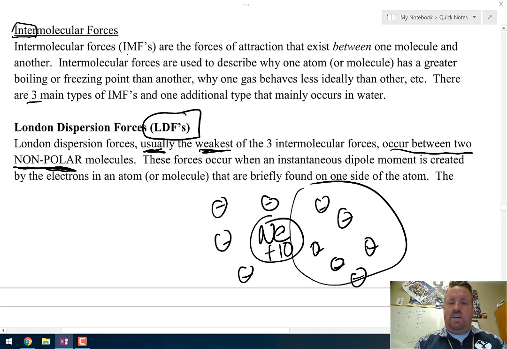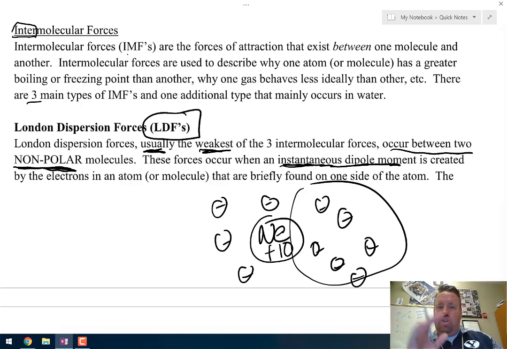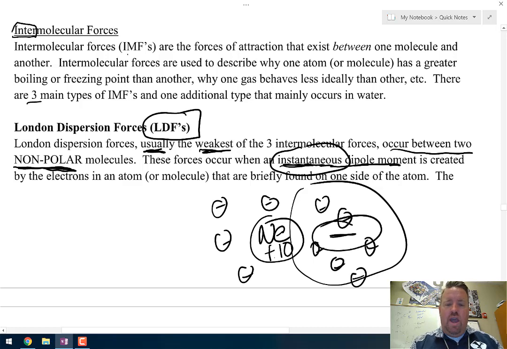And so what that does is it creates what we call an instantaneous dipole moment. So even with nonpolar compounds, if just by chance more of the electrons happen to be on one side of the atom than on the other at any given time, then you've created this instantaneous dipole, where now you've got a partial negative charge over here, and you've still got that positive charge there. So for a moment, it turns into a polar molecule with a negative side and a positive side, just like a polar molecule does. And when that happens, that's where you can have some London dispersion forces.